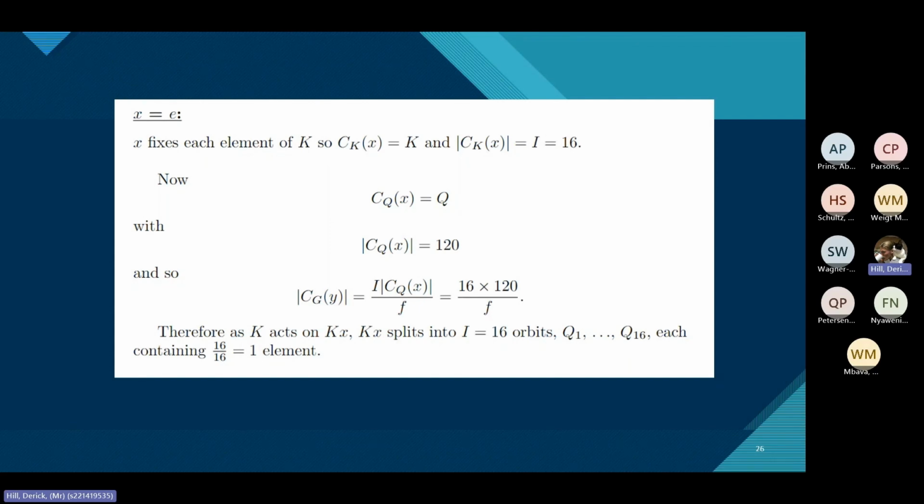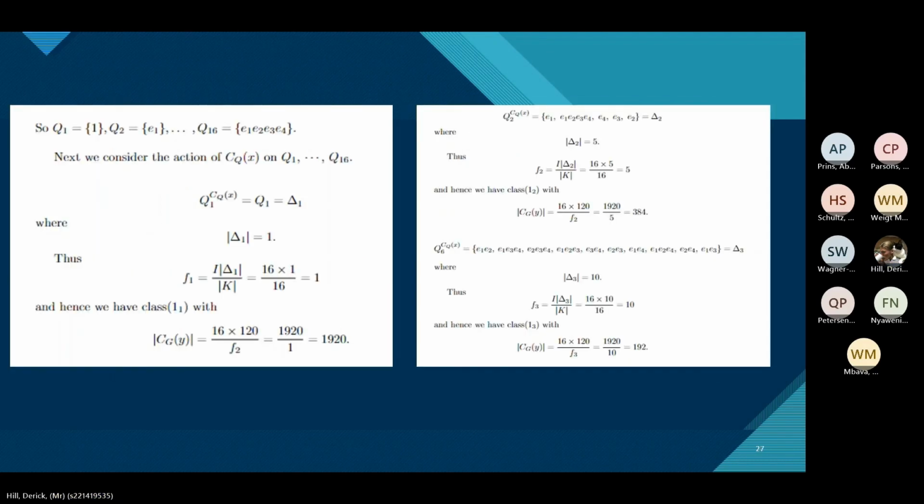It's the whole group. So we simply plug in those values that we have, and we get that the centralizer of Y in G is equal to 16 times 120 over F. So now we need that F. Since K splits Kx into 16 orbits, each element of Kx gets to be in its own orbit. So we've considered the action of K on Kx. Now we consider the action of CQX on each of those orbits.